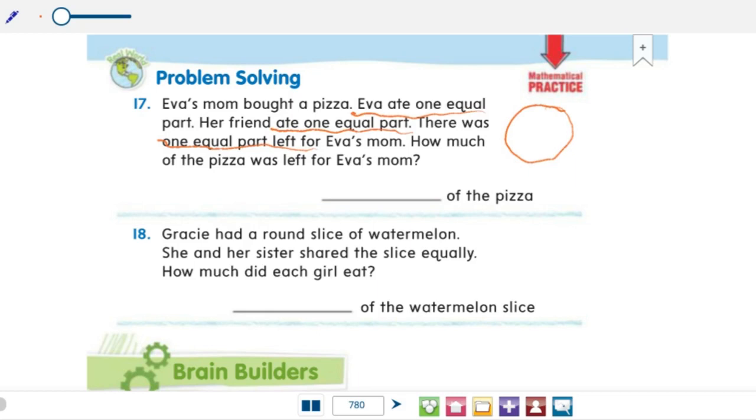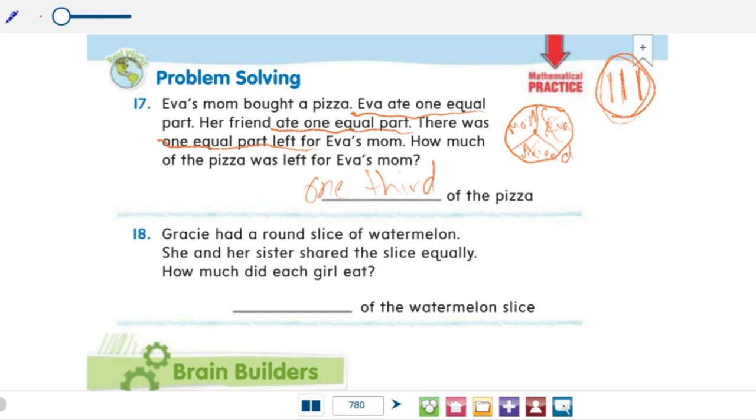So Ava ate 1 part. Her friend ate 1 part. And her mom gets 1 part. So how many was that altogether? 3. So we need thirds. All right. So when I cut my pizza, I'm going to make it into these thirds. So here's Ava. Here is friend. And here is mom. So Ava ate her piece. Friend ate their piece. Mom gets 1. And what do we call these? When there's 3 different parts, we call them thirds. So she gets 1/3 of the pizza.